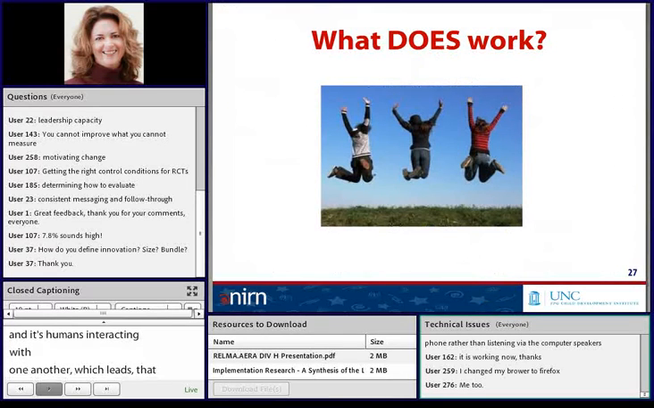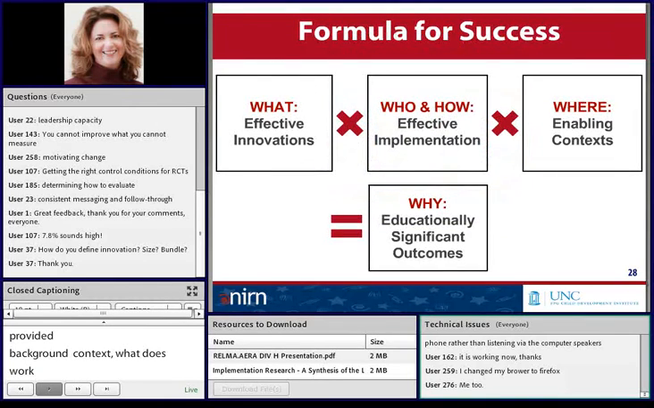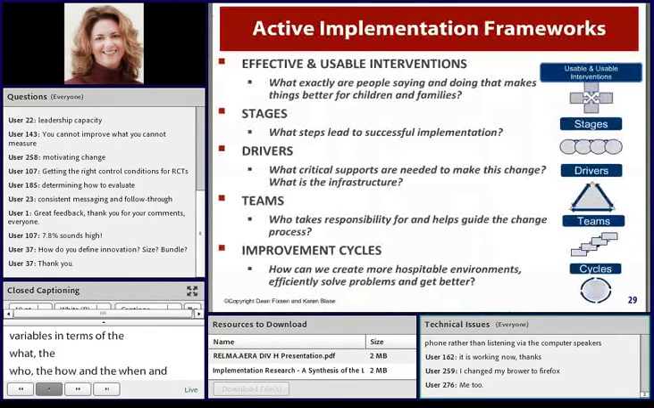All right, so now that I set some rationales and provided some background context, what does work? And this is, again, based on our formula for success, based on that meta-analysis synthesis of the research literature. We have developed 5 frameworks to address each of these variables in terms of the what, the who, the how, and the when, and the where. So let's take a look at those 5 frameworks.